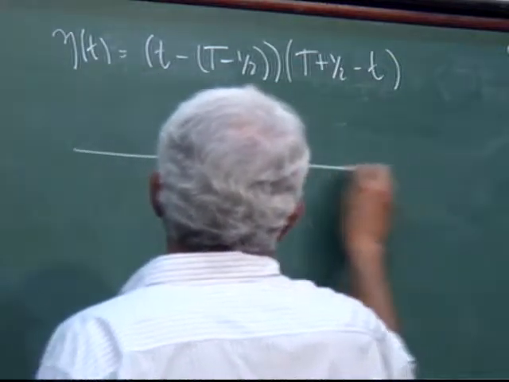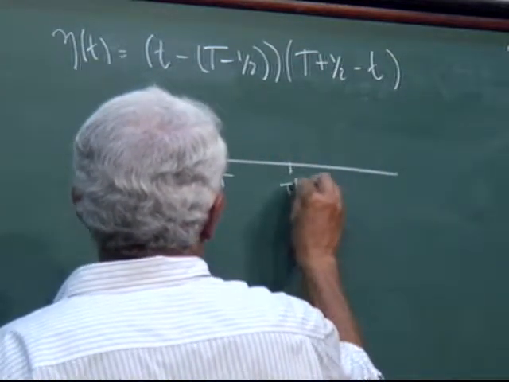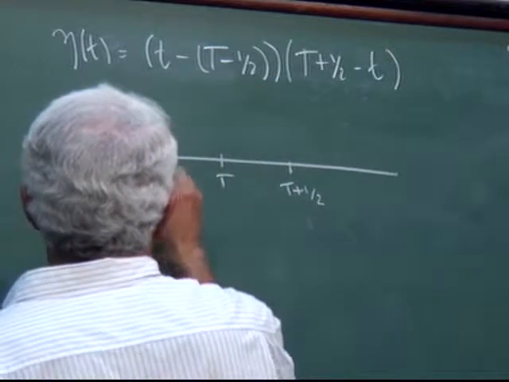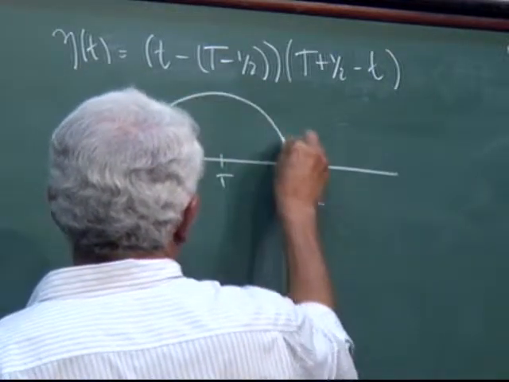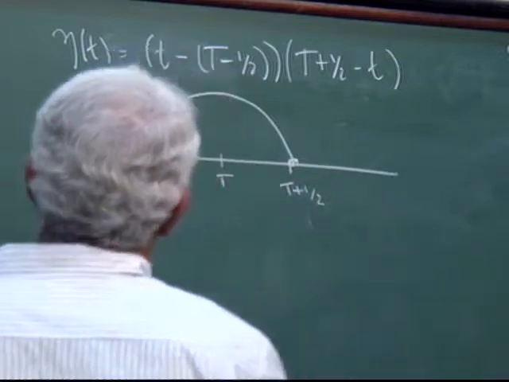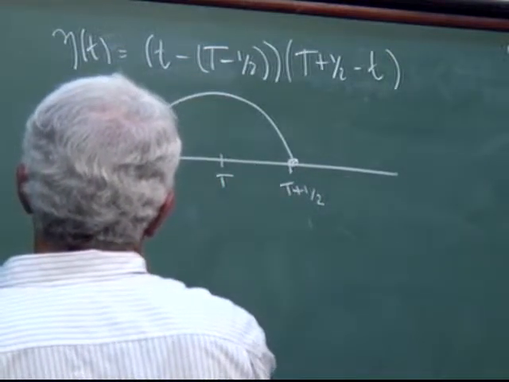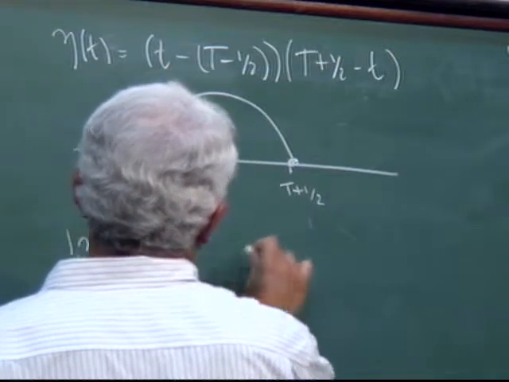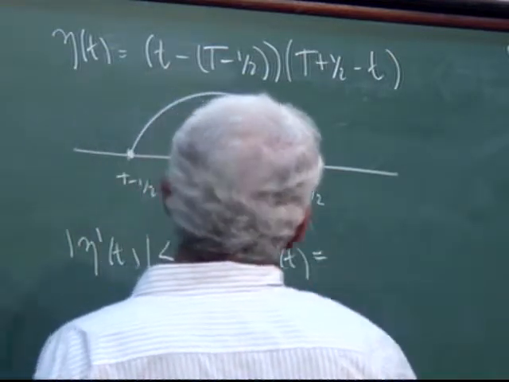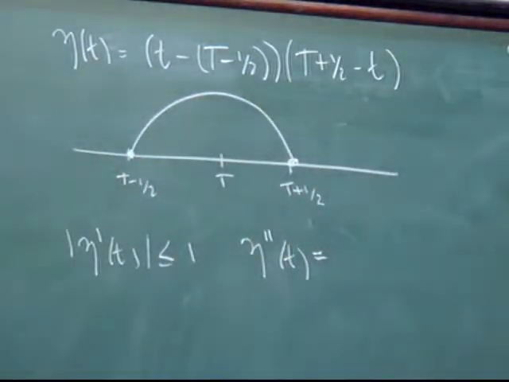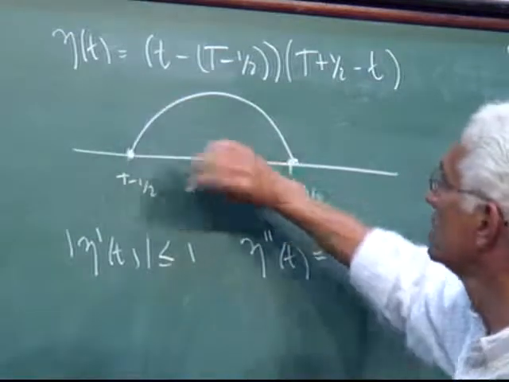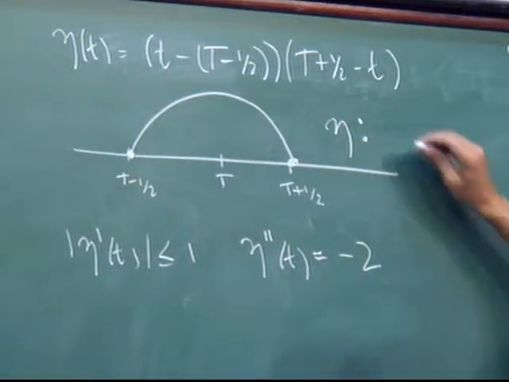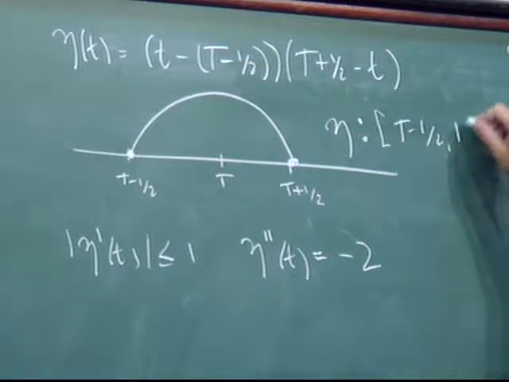This is the function that is defined everywhere. This is your t, this is t plus 1/2, this is t minus 1/2. You are 0 here, and you are 0 there. Therefore, the derivative of this is bounded everywhere in absolute value by 1. The second derivative of this is all the time equal to minus 2. And that's it. Then you have this function eta defined from t minus 1/2, t plus 1/2 into R. I have all these properties.